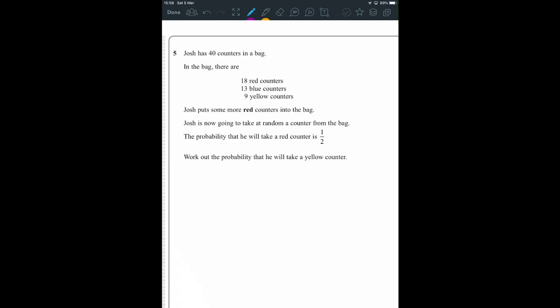There's probably some clever ratio style approach to this question. I think the best way is to use algebra. So I'm going to add an extra x red counters, which means we also have an extra x counters in the bag in total. So now the probability of red is (18 + x) over (40 + x), but we've been told that that probability is a half. I'm first just trying to work out how many extra counters I've added, and then I'll do the rest of the question.